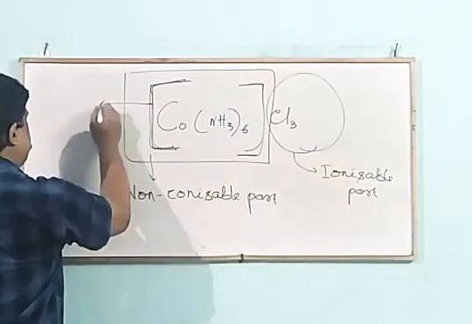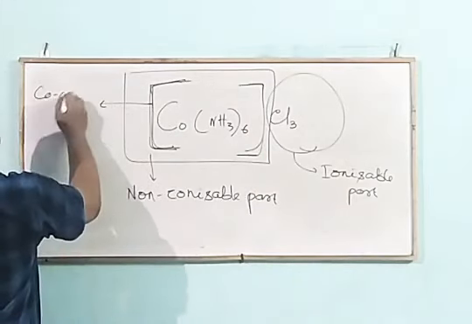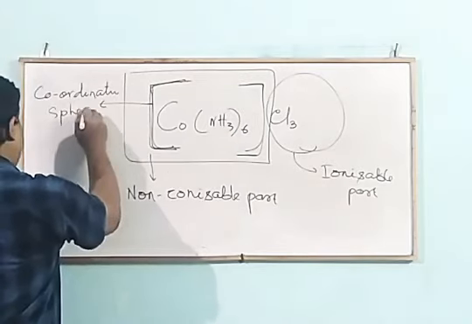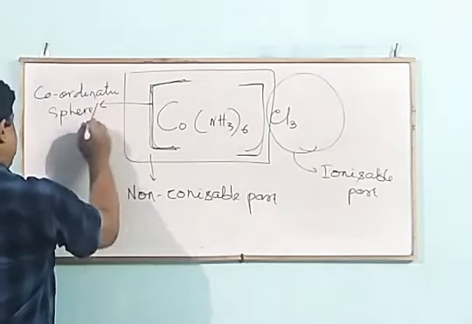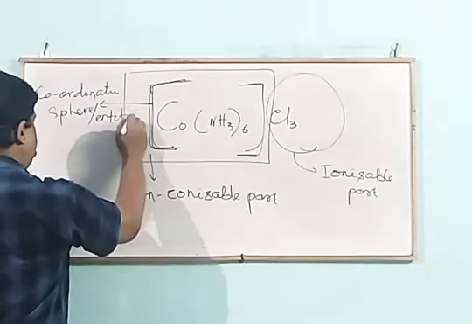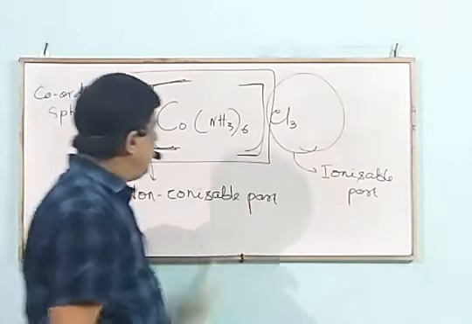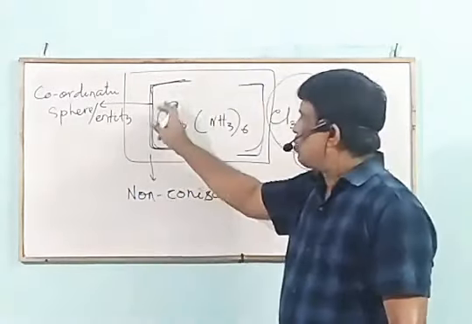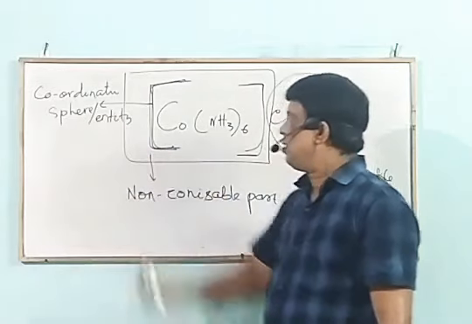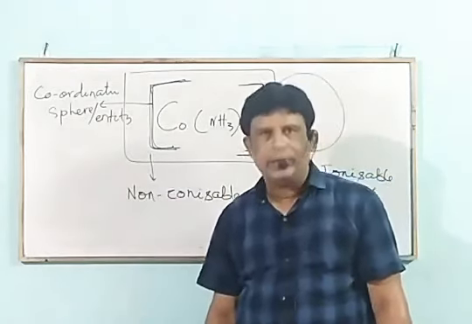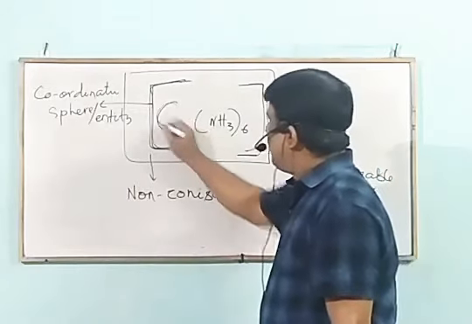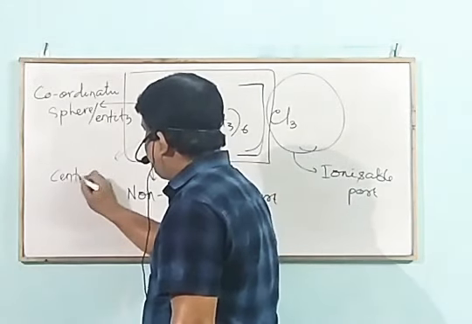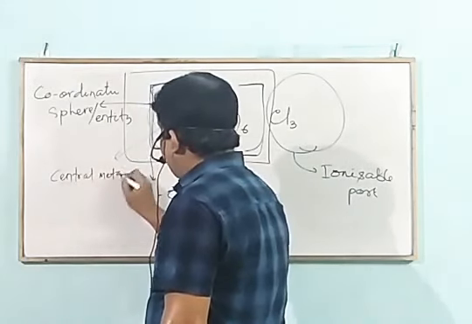This square bracket is known as the coordination sphere or coordination entity. I repeat again. In a complex part, a square bracket is there. This square bracket is known as coordination sphere or coordination entity. Just after the square bracket, one metal atom, that is cobalt, is there. It is known as the central metal atom.